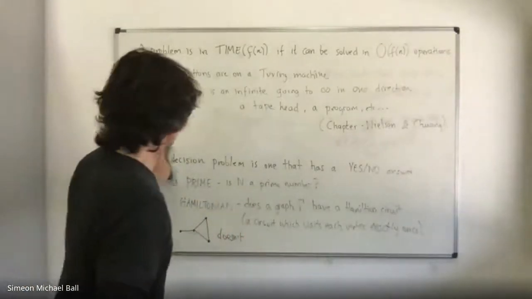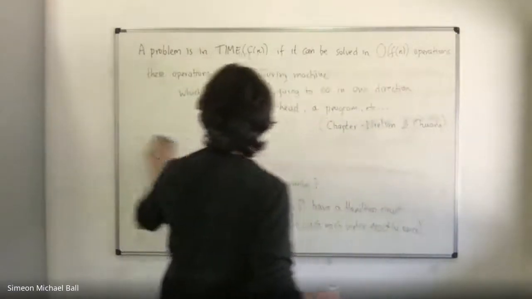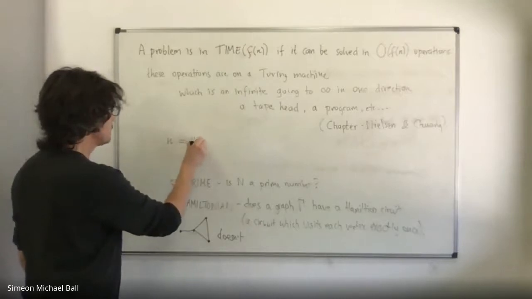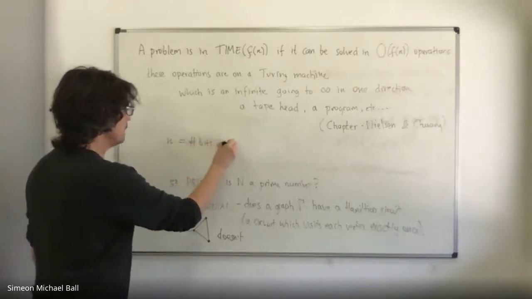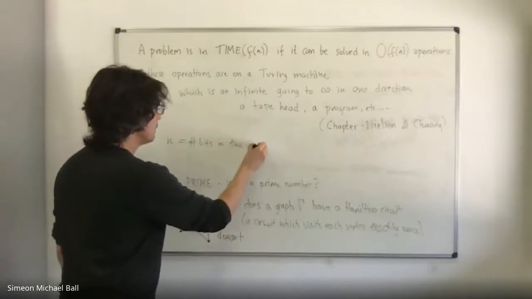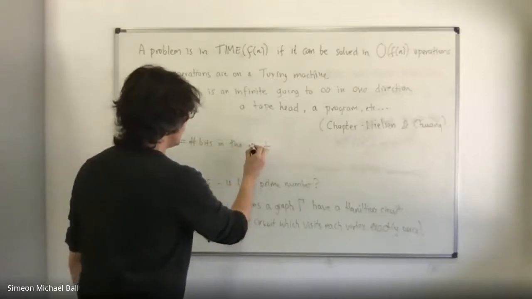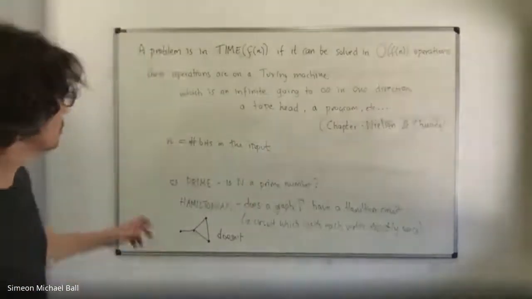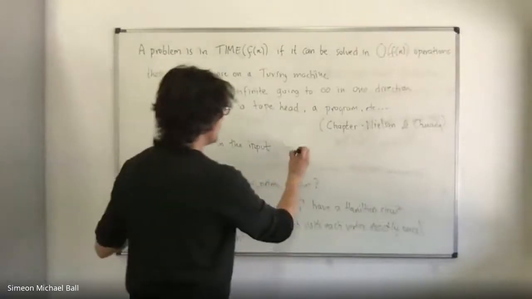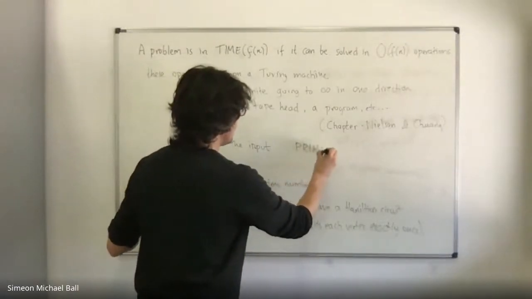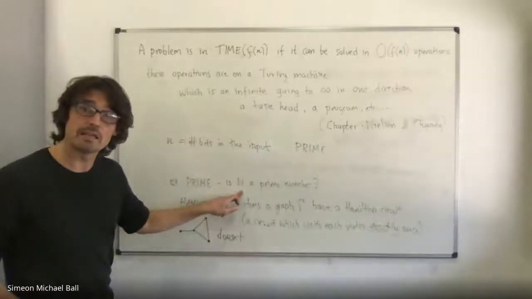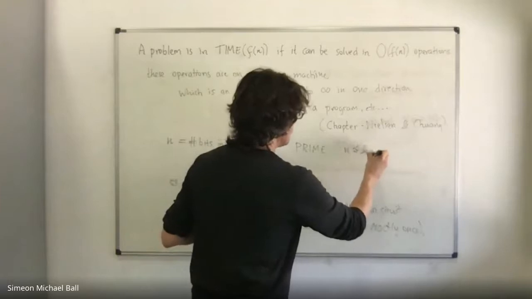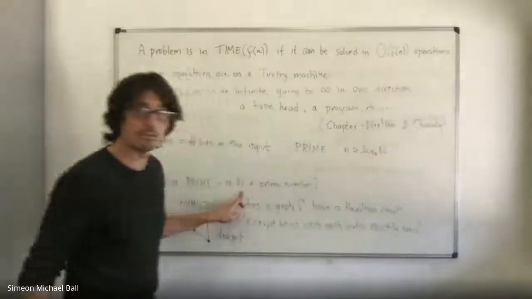Okay, so little n is equal to the number of bits in the input. That's kind of important. So in this prime example, to input your capital N, you need log n bits. So little n is log base 2 of capital N.